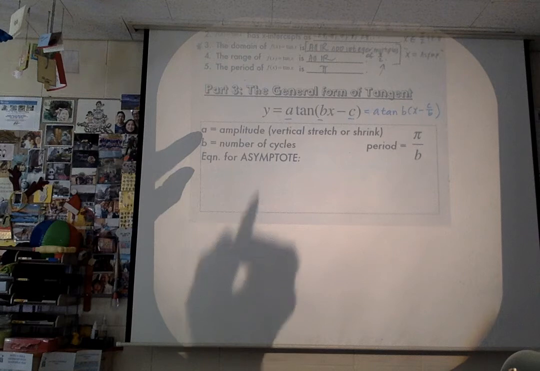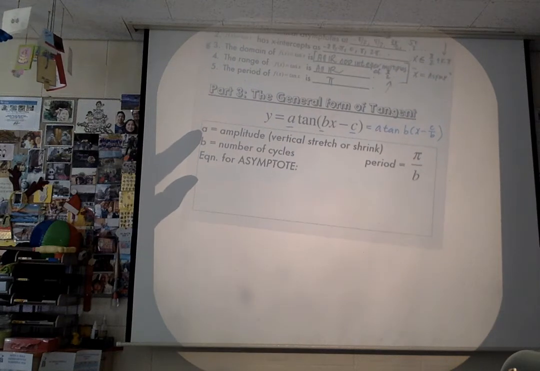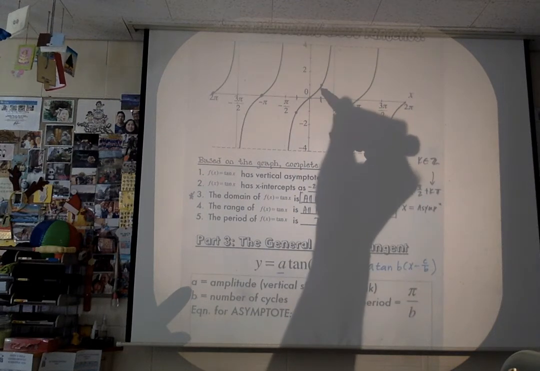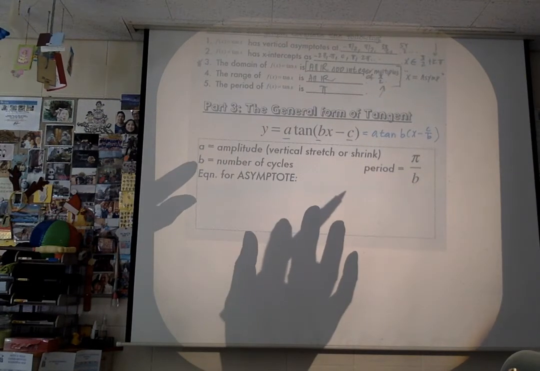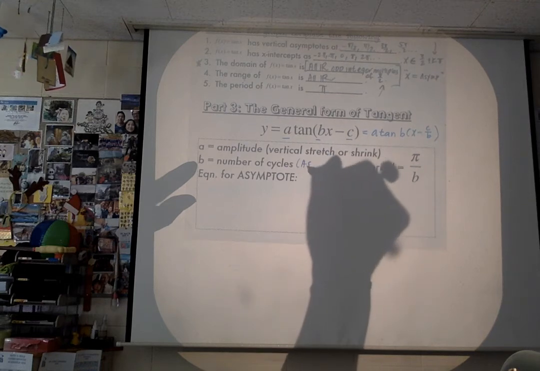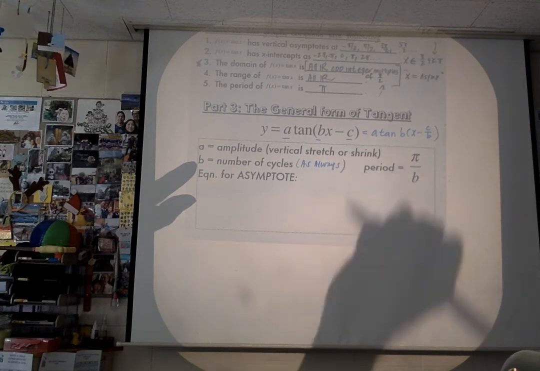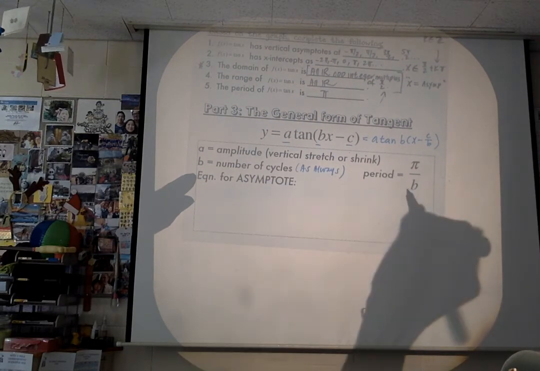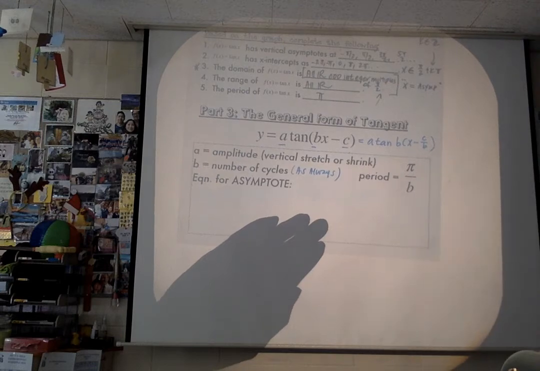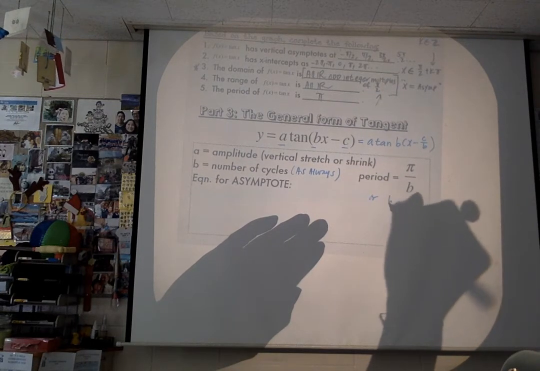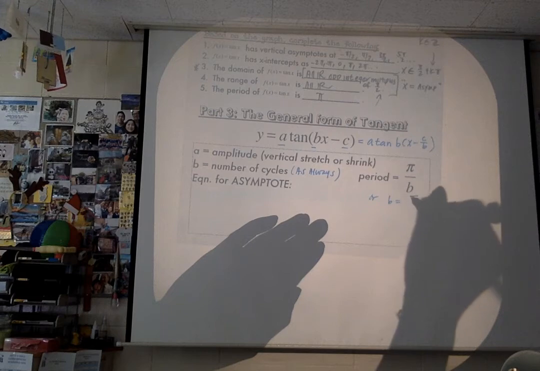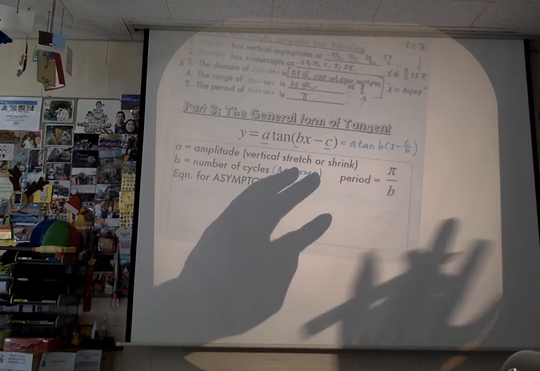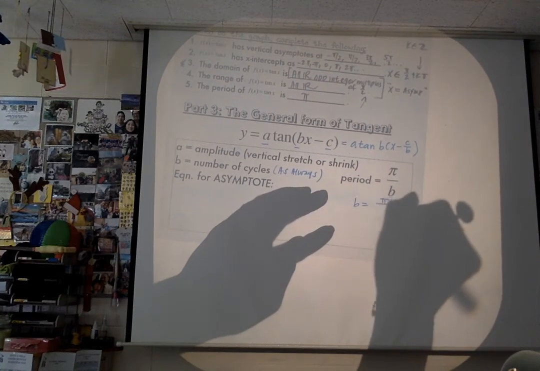Same sort of thing. A is amplitude, vertical stretch or shrink. It doesn't indicate height or anything, okay? For example, here, our A was 1. That's why we went up 1 here. B, number of cycles, as always. It's going to tell us how many cycles in a period, which is pi. Equation for asymptote, we're going to come back to, but let's talk about period. Period is going to be pi over B. Or we could say B is equal to pi over period. What's B going to be then? B is equal to pi over period.